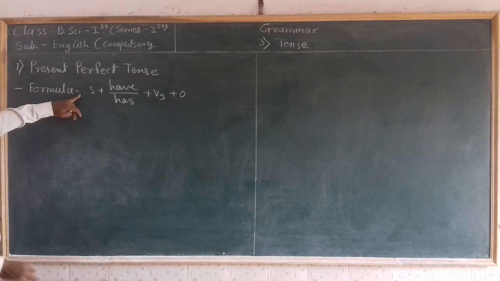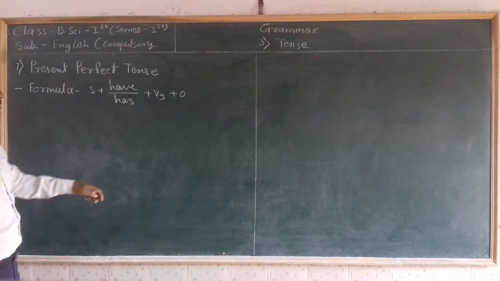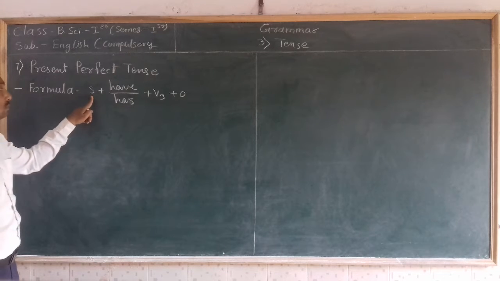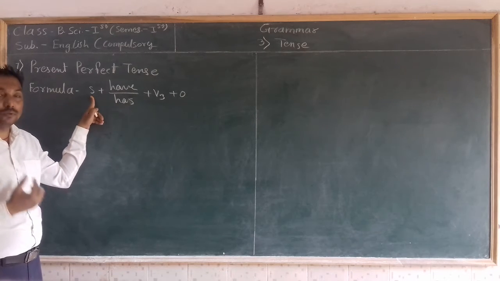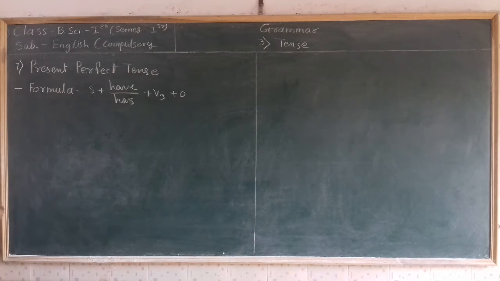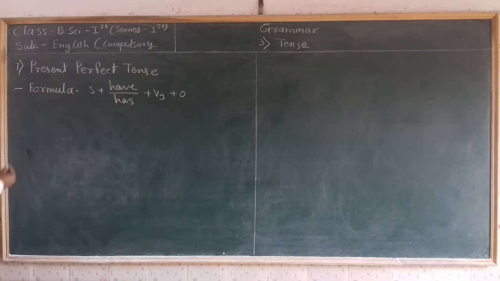So according to this formula, if you want to make any sentence in present perfect tense, first you need to use any subject. According to that subject, we have to use have or has in that sentence. So if there is what kind of subject, then we can use have, or according to what kind of subject we can use has. So look at the board.